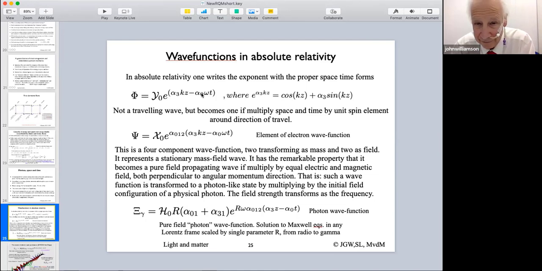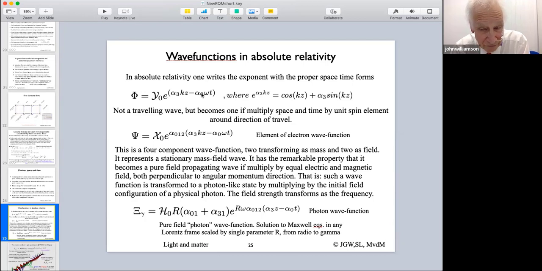It's not a traveling wave. However, by not complex number magic, but by the even more potent gamma matrix magic, gamma Dirac Clifford magic, if you multiply this thing by a unit spin element along the direction of motion, in other words, if you introduce a unit spin element into the equation, literally, then magically the thing changes to a four-component wave function, two of which transform as mass and two of which transform as field.